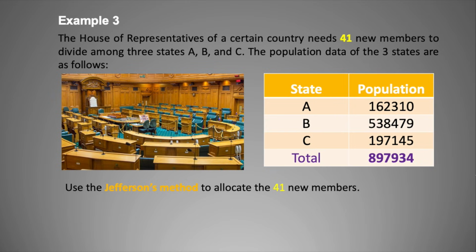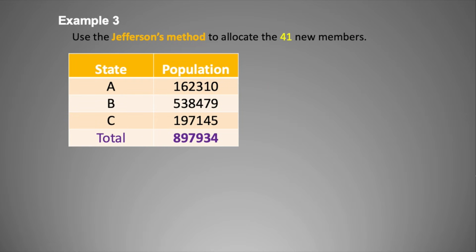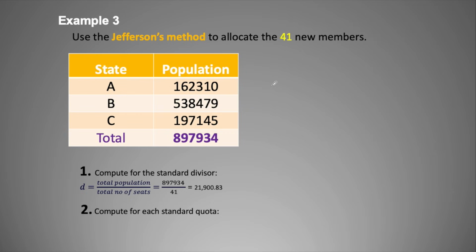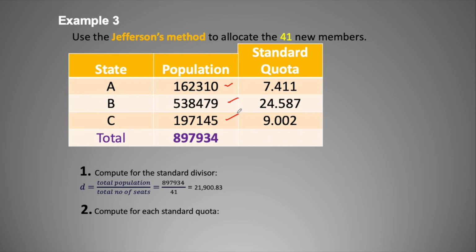The population data of the 3 states are as follows. Using Jefferson's method, how are we going to allocate these 41 new members? The first thing that we have to do is to compute the standard divisor, which is the population 897,934 divided by the 41 members, and that gives us 21,900.83. And computing the standard quota of each state, simply we're going to divide each population by 21,900.83, and we're going to have these values.